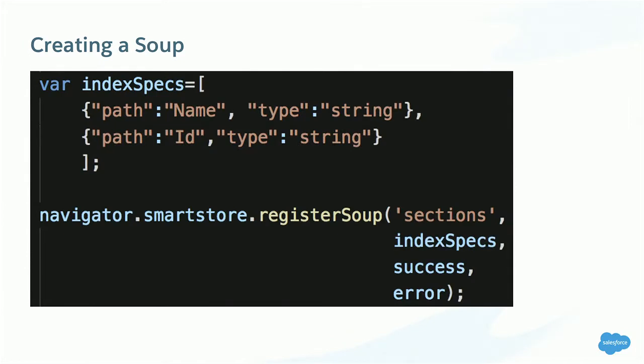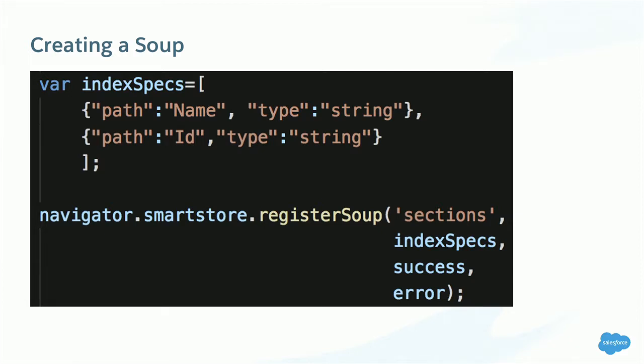Okay, so first thing you have to do when working with the Smart Store is create a soup. And when you create a soup, because a soup is for a particular type of JSON object, you need to tell it some information about how to identify a record, so what the index paths are. And in this case, I basically said the indexes are the name and the ID. So when I'm querying or when I'm updating or when I'm inserting data, that's how you figure out if the record is there. It's based on those indexes.